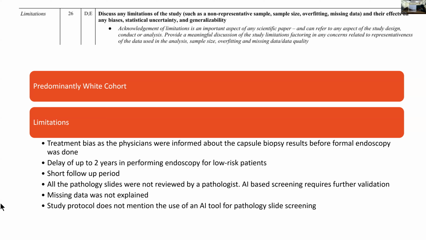Remember the previous BOSS trial that we talked about, they followed patients for a median of 12.5 years, up to 15 years for some patients. This is quite a short follow-up period. And all the pathology slides were not reviewed by a pathologist. So they deployed an AI algorithm and did not counter-check that with a pathologist. They have not explained the missing data. And the study protocol does not mention the use of this AI tool.